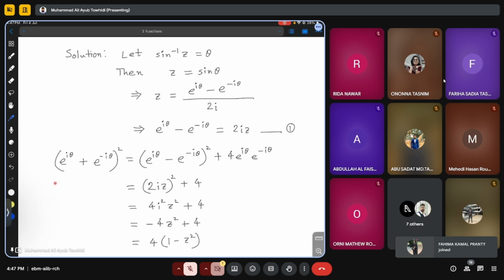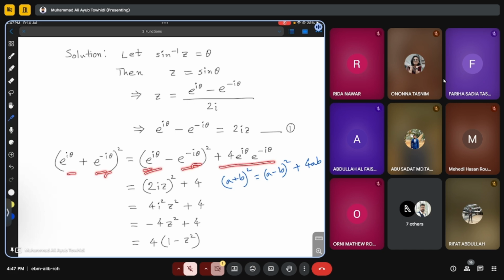Remember this formula? (a + b)² = (a − b)² + 4ab. We saw it in one of our classes. But we can also solve it in different ways. Anyway, let's stick to this one. So (a + b)² equals (a − b)² plus 4ab.